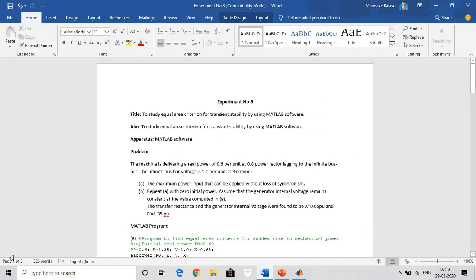So the title of the experiment is to study equal area criteria for transient stability by using the MATLAB software, and the aim of the experiment is similar to the title, and the apparatus is nothing but you should have the MATLAB software installed on your PC.